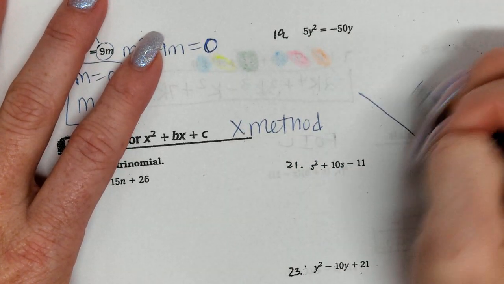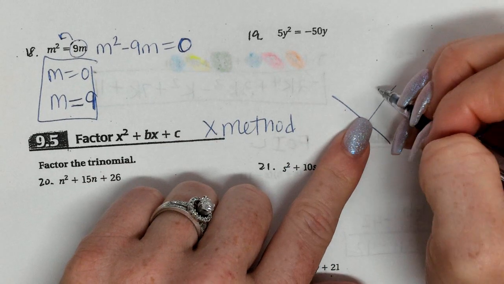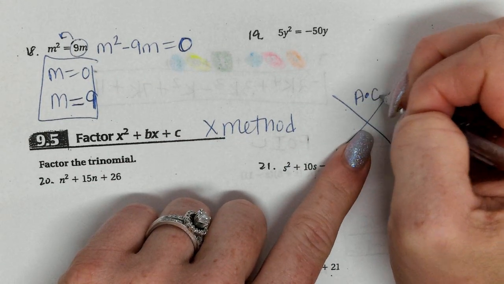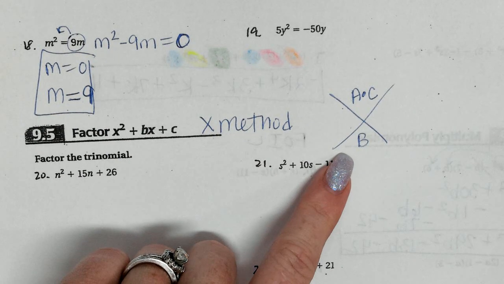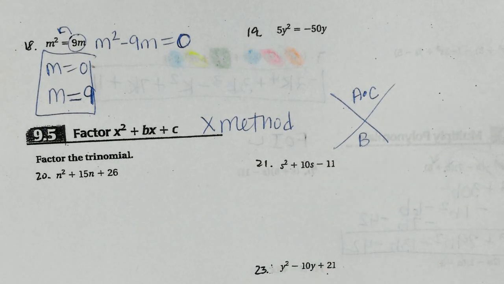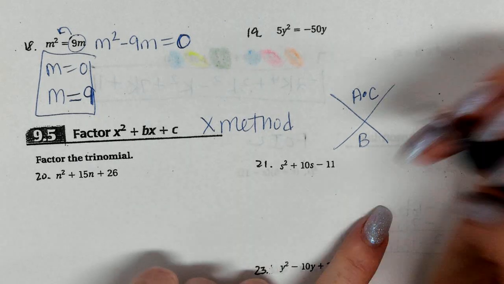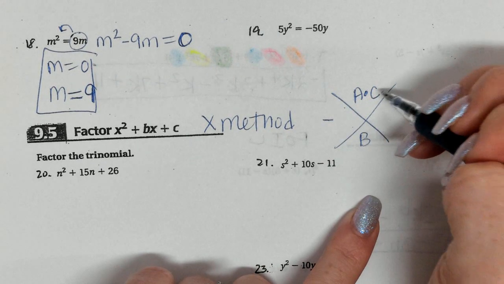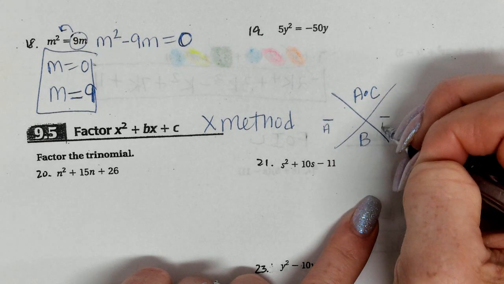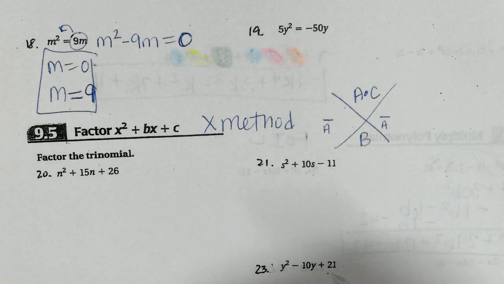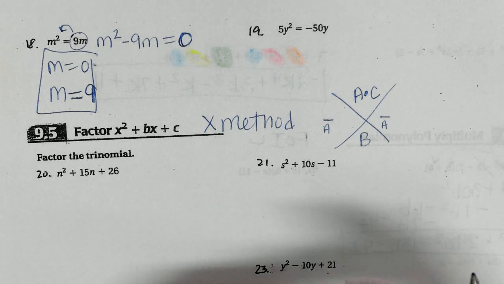Draw an X. What goes in the top part is A times C. What goes in the bottom part is B. Do y'all remember this or no? And then what goes here are your factors of AC that add up to B, and you always put it over A. And then you simplify it, and then those are your answers.